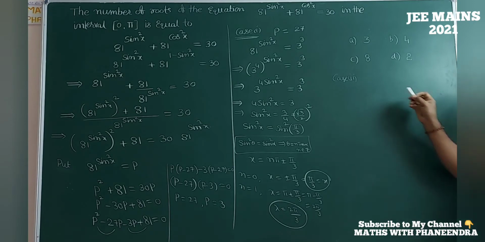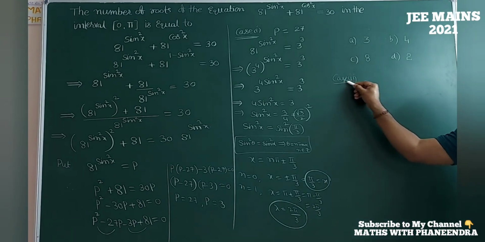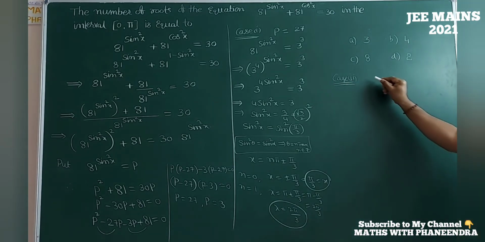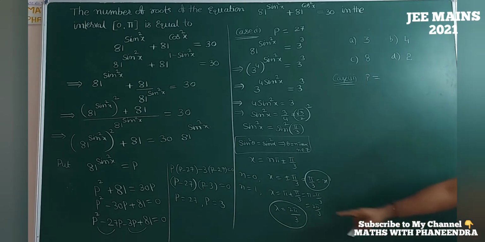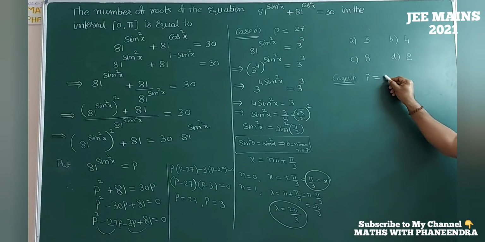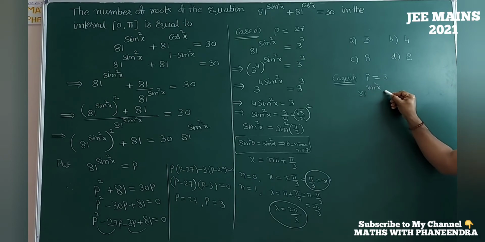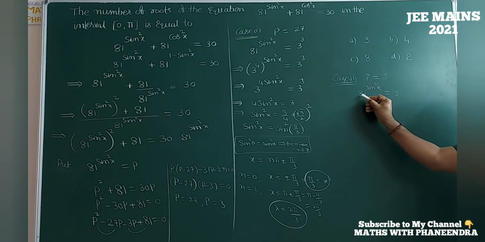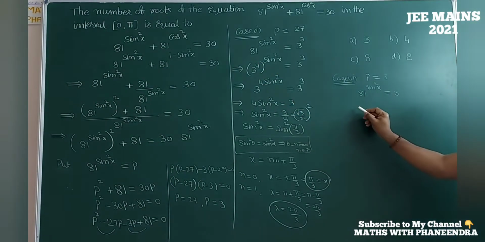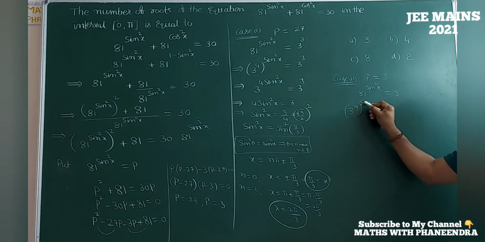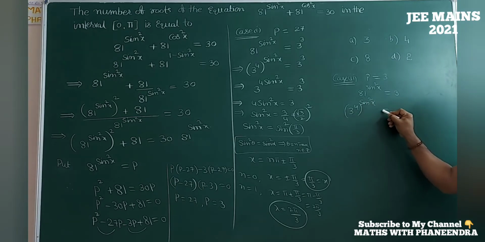I hope you are able to understand. P is equal to 3. So P means what? 81 power sin square x is equal to 3. 81 can be written as 3 power 4 like the previous one. So 3 power 4 whole power sin square x is equal to 3.